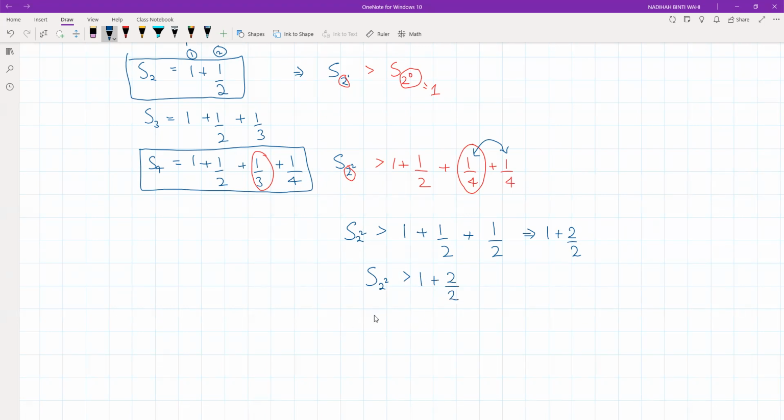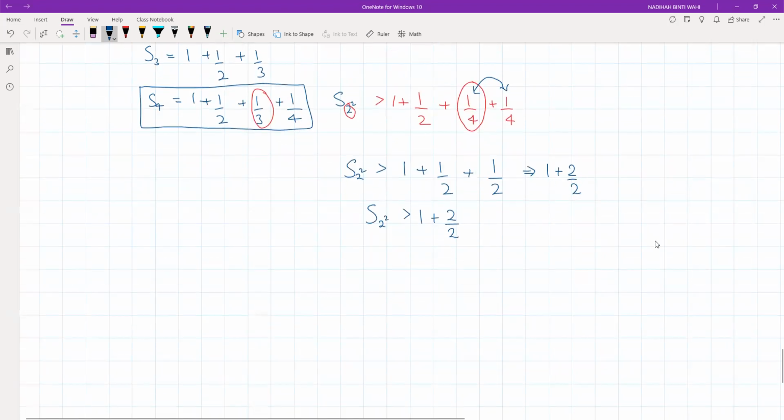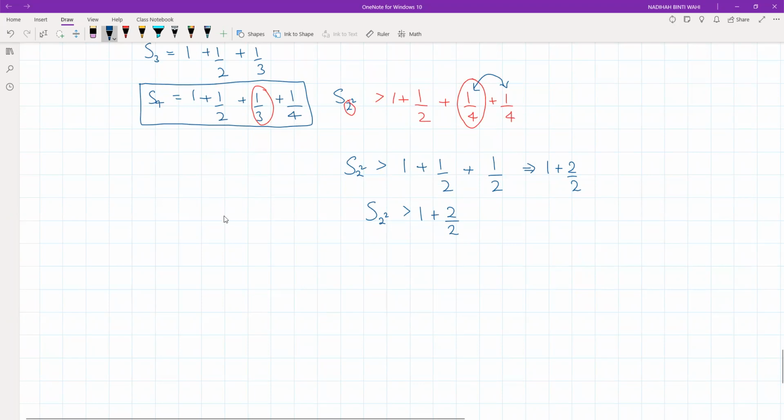What are we going to do? By induction. We want to do a proof by induction showing that the series of 1 over n is divergent even though the limit of un is 0. Okay, let's try S3. Now S3, S of 2 to the power of 3. So this is like S8.